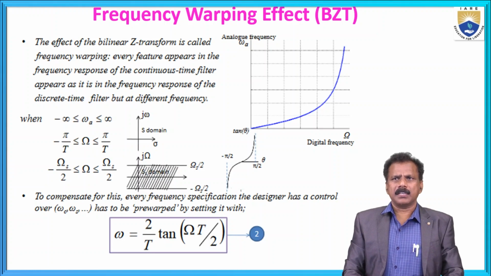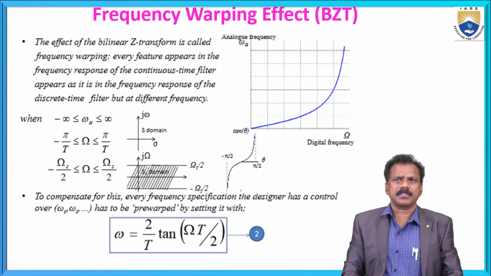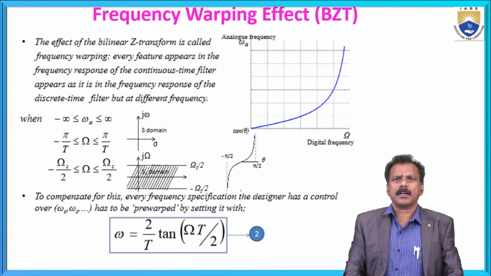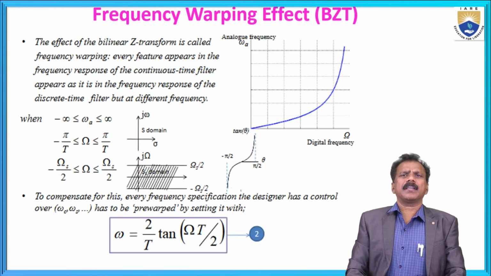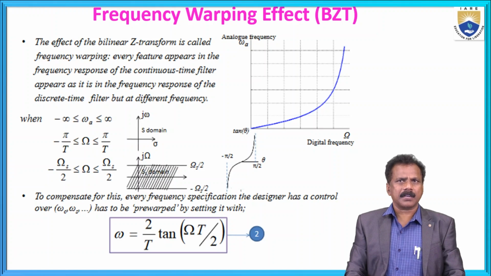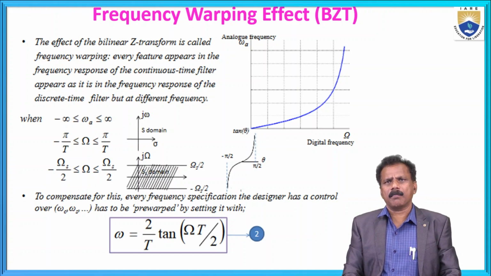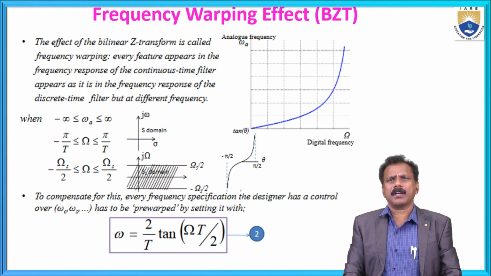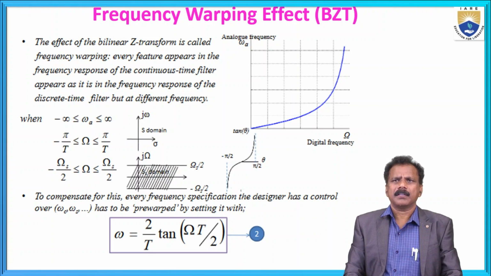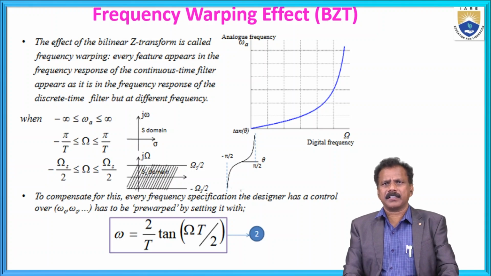Here, digital frequency versus analog frequency, how it is reflected. When minus infinity is less than or equal to omega a, which is less than or equal to infinity, the time interval is minus pi by T less than or equal to omega less than pi by T, where the s domain with j omega and j sigma, the response is like this.